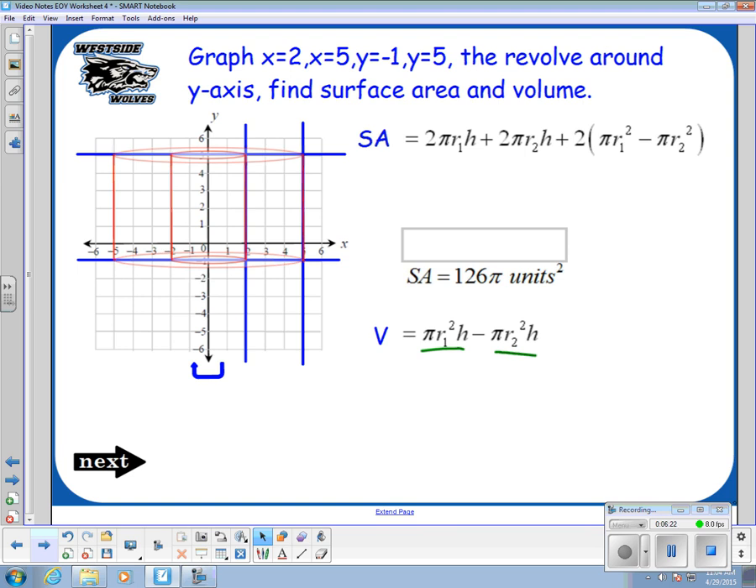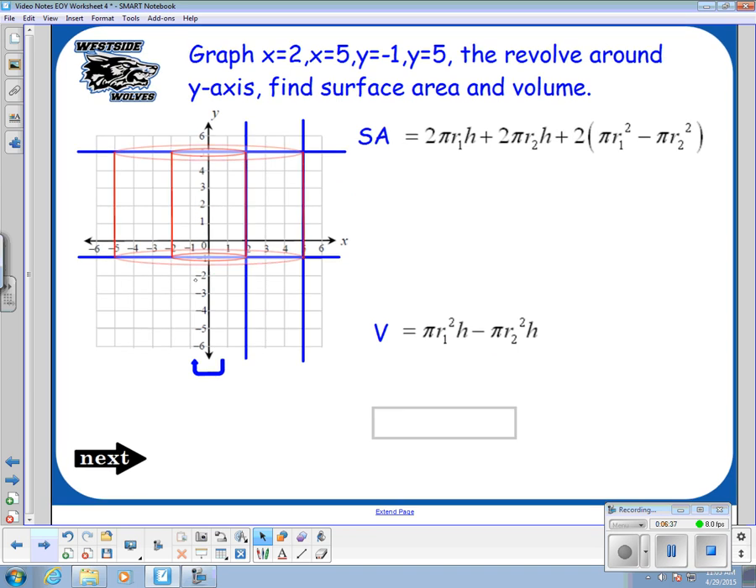So pause the video, go get that information. Remember that the radius here is 2, and the radius for the other part is 5, and the height was 6. Okay. And so now we get to here, let's check your volume, see how you did on your volume. Your volume would be 126 pi units cubed.